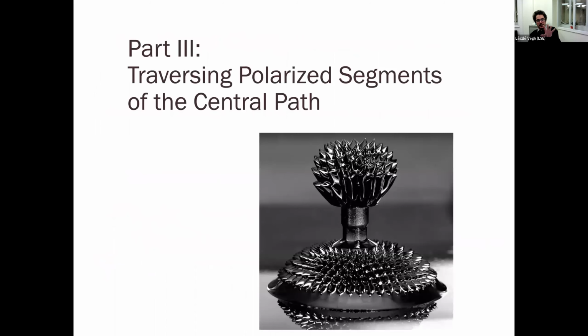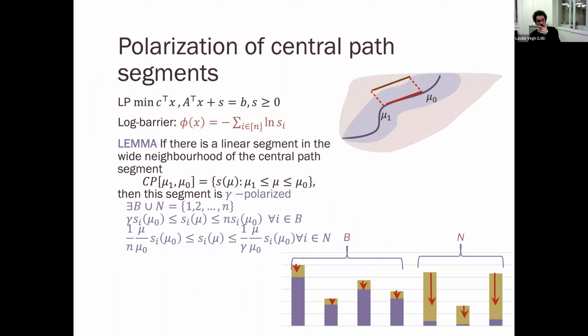All right, again, I don't expect people to know too much about interior point methods. I just want to give some very high level ideas. Let's say we know that in a wide neighborhood of the central path, there is a long straight line segment. Now we don't see it, but what we prove is that this imposes a certain structure on the corresponding part of the central path. And this is again a very elementary argument.